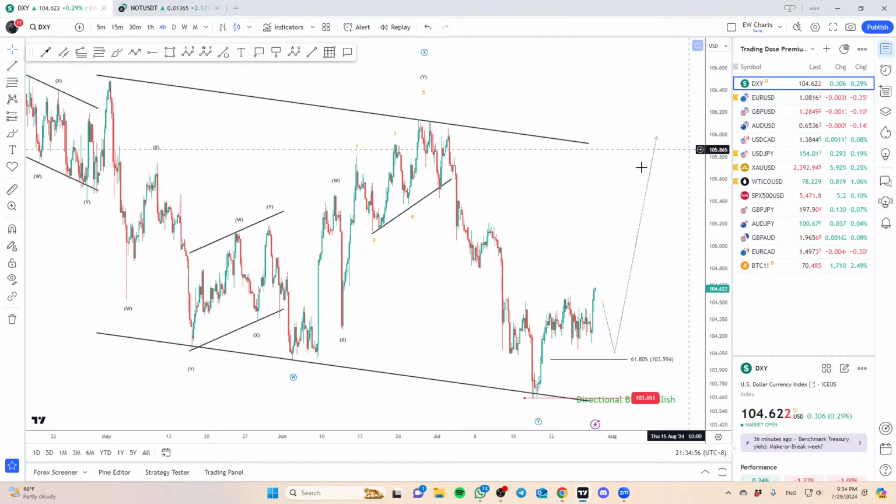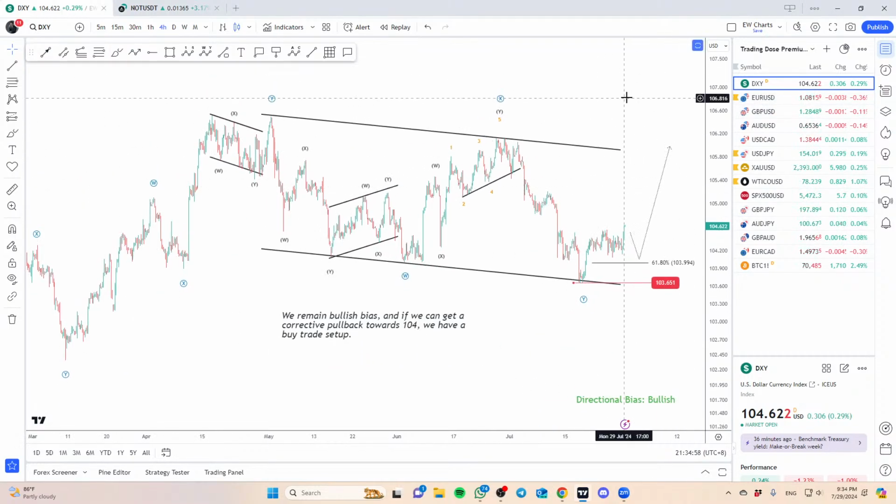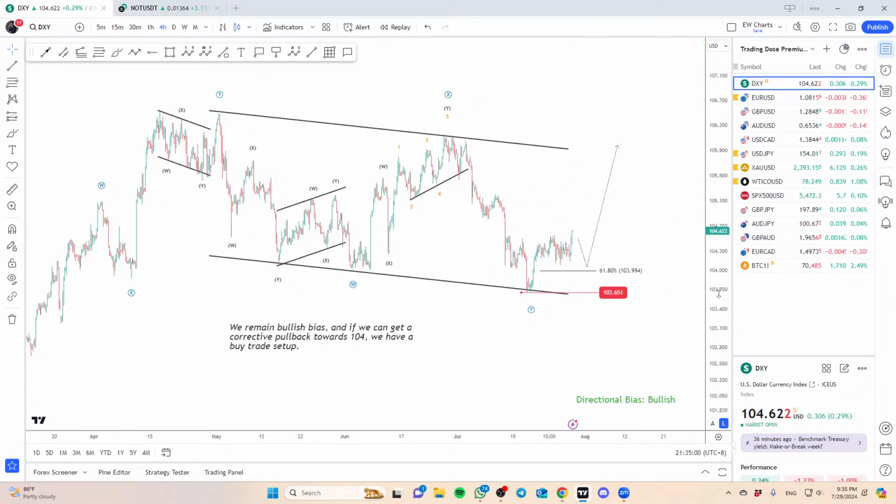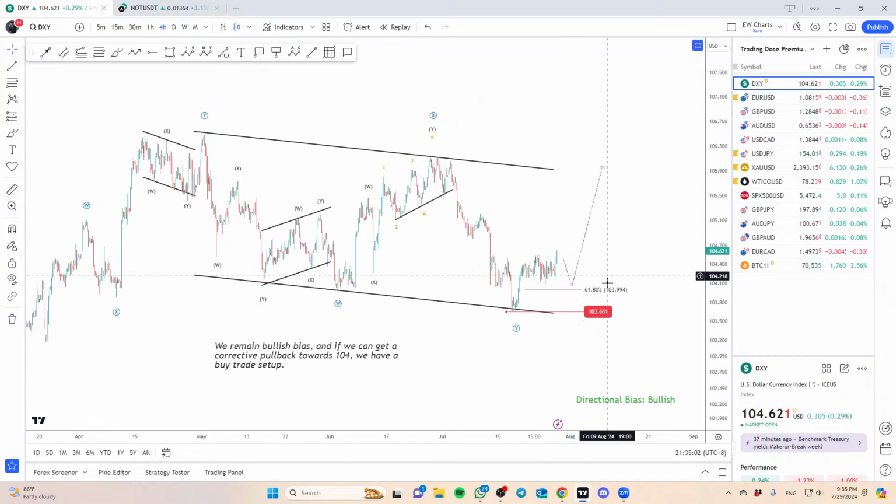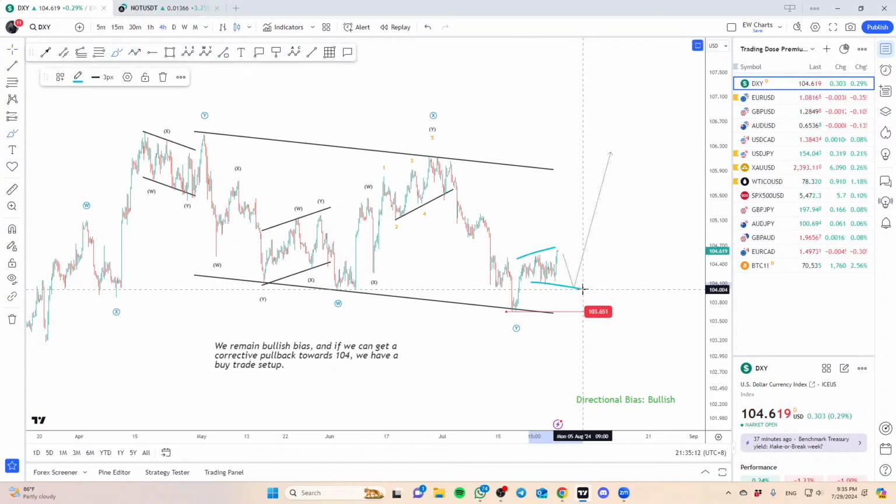I'll start off with the dollar index. My overall perspective and directional bias here remains bullish. I would love to see a little bit more of a pullback first before another push up. Potentially that can also develop into an expanding flat, so we get a decent bounce. The market has been consolidating the entire last week, but we're definitely bullish, so any sort of corrective pullback here will give us a buy opportunity.